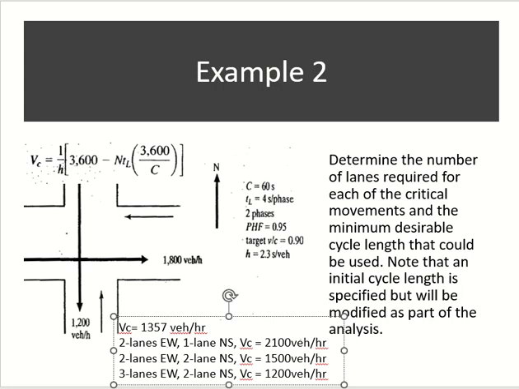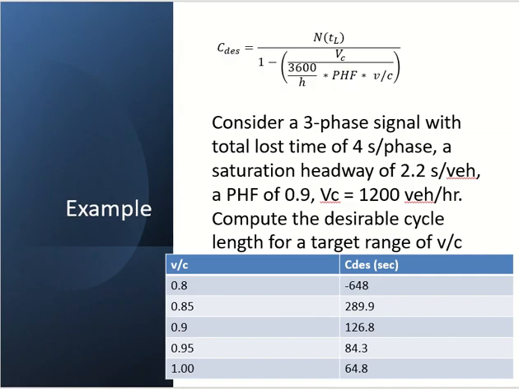So first part done. What was the first part? Find out number of lanes. How many lanes? Yeah, 5 total. 3 in one direction, 2 in the other, right? First part done. Second part was recalculate the cycle length. So now I will go to the equation of cycle length. This one.